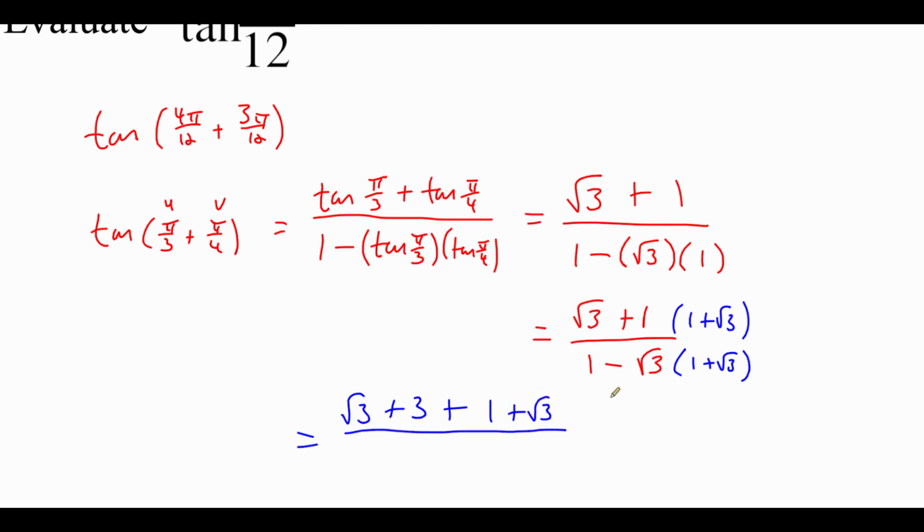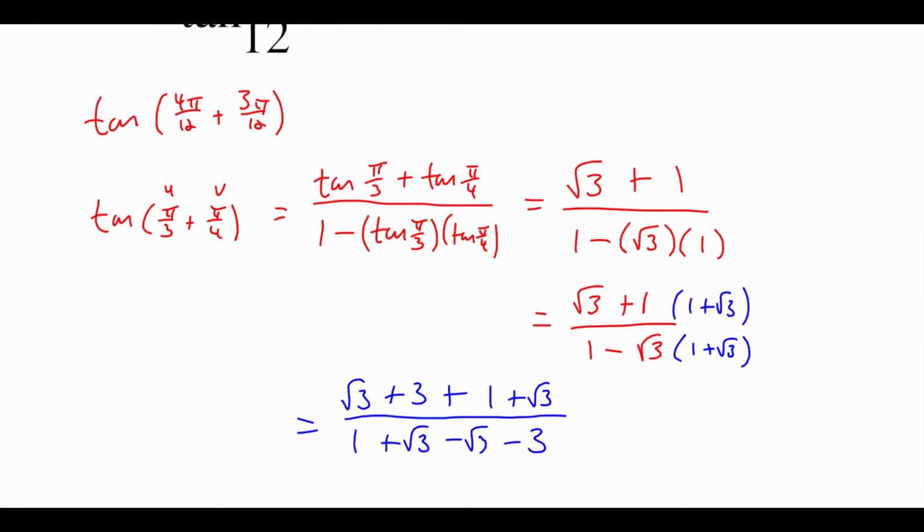Now on the bottom, 1 times 1 is 1. I'm going to get a plus root 3 and a minus root 3, which will end up eventually canceling each other out. And then negative root 3 times positive root 3 is going to give me negative 3.